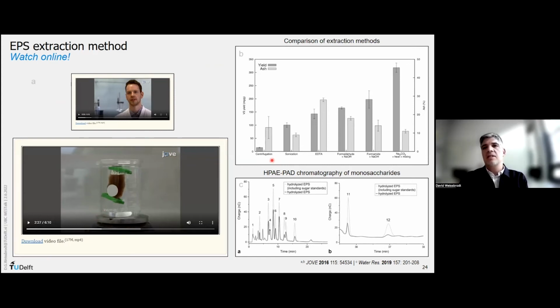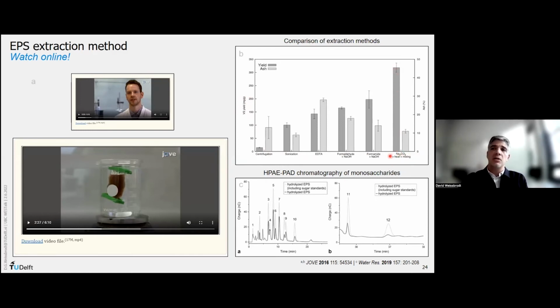He also tested different methods, and this is one method where he used sodium bicarbonate, heat, and mixing to get the highest yield of EPS extraction out of the biomass, in milligrams of volatile solids of EPS per gram of volatile solids of biomass. He compared this method with several other methods, and he really got the highest yield.